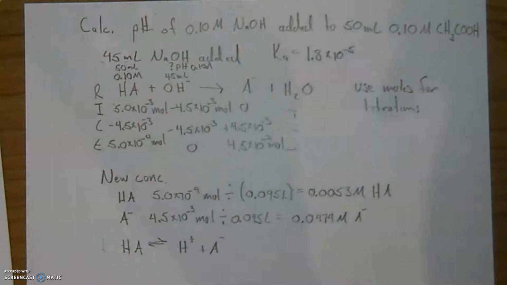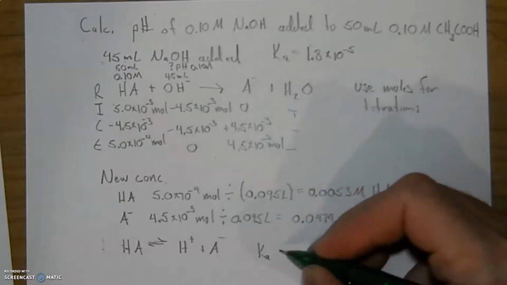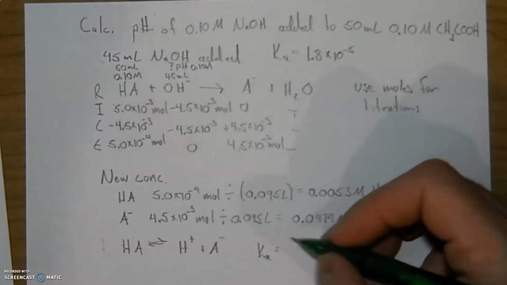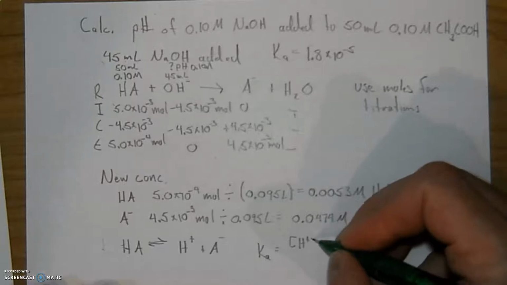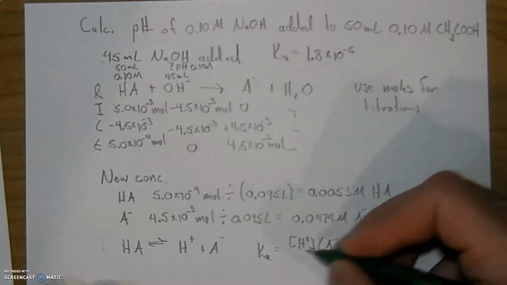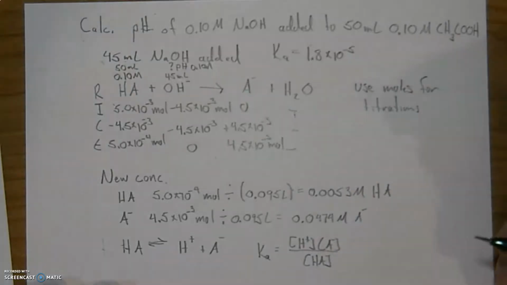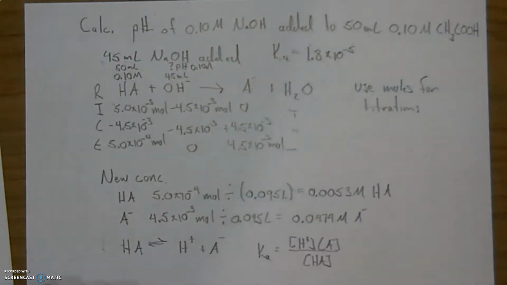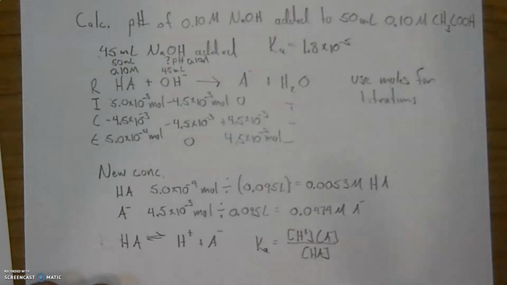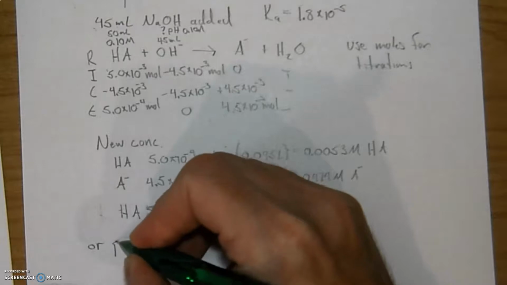We are going to put this together just like we did in chapter 15 all the way back, maybe this is chapter 16, and say Ka equals H plus and A minus over HA. We can set this up and solve for the H plus, or we can really use the tools we've already developed, which is the Henderson-Hasselbalch equation, which is much easier. So we're going to rewrite it.